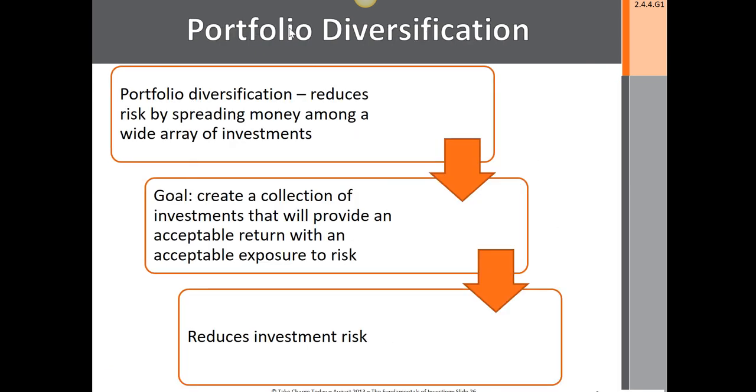Now, portfolio diversification. This is going to be the last thing I talk about, and then I'm going to stop. It reduces risk by spreading your money among a wide group of investments. The goal is that you have a whole collection of investments that will provide a decent return with a decent exposure to risk, and it reduces investment risk.